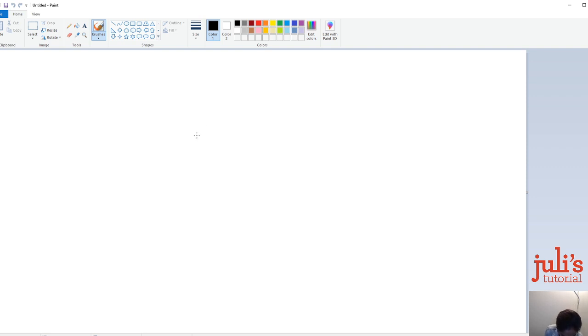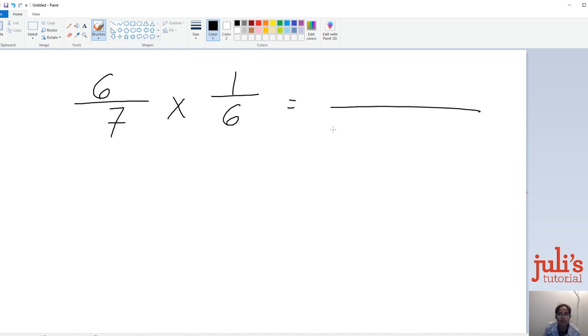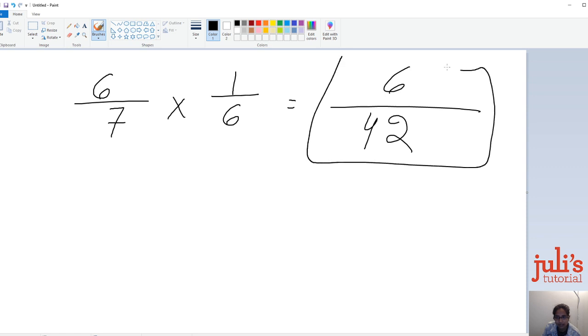And then we have the next one, 6/7 times 1/6. You multiply the top, very easy. When it's multiplication, all you do is multiply the top and bottom. Multiply numerator with numerator, denominator with denominator. 6 times 1, we get 6. 7 times 6, we get 42. And that is our answer for the next.